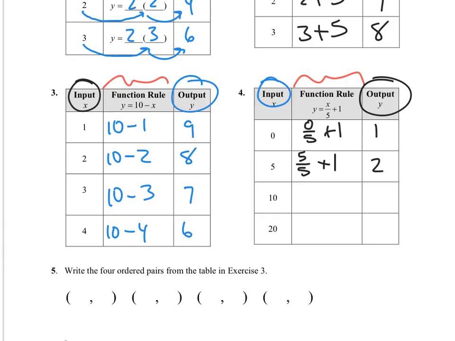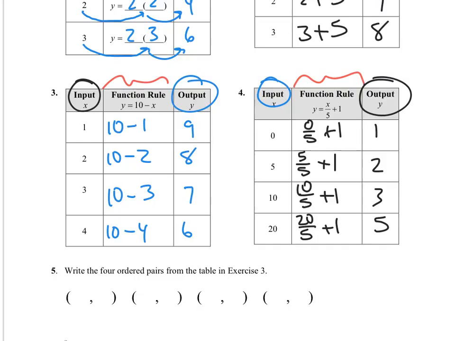The third value of x they give us is 10, so we've got 10 divided by 5 plus 1. What's 10 divided by 5? That's 2. What's 2 plus 1? That's 3. The fourth value of x they give us is 20, so we've got 20 divided by 5 plus 1. What's 20 divided by 5? That's 4. What's 4 plus 1? 20 divided by 5 is 4. 4 plus 1 more is 5. Okay, that's it.